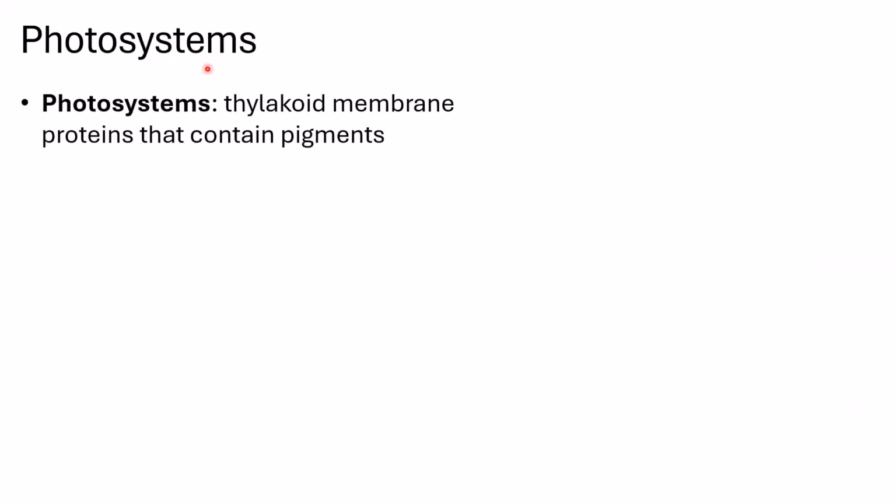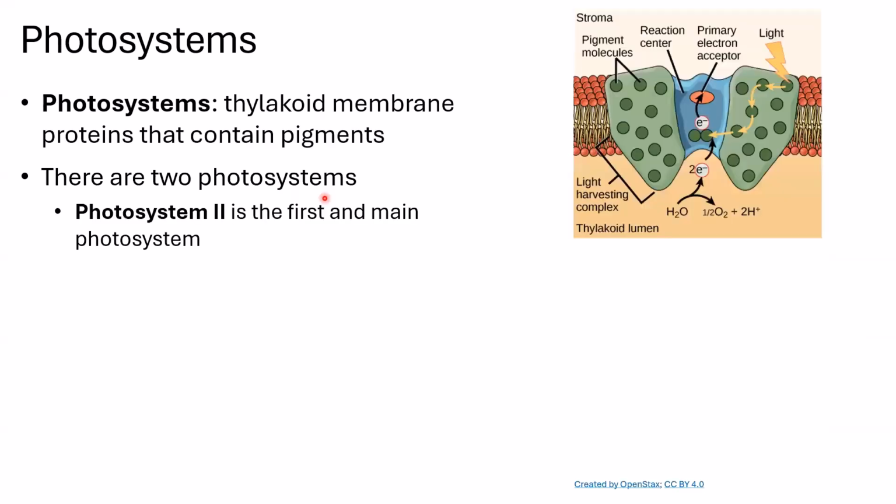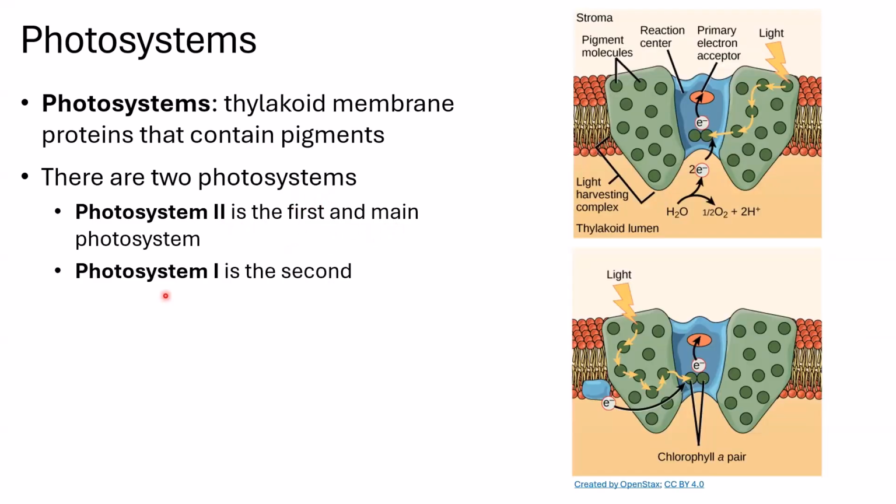Before going into light-dependent reactions, let's talk a bit about photosystems. Photosystems are thylakoid membrane proteins that contain pigments, such as chlorophyll A. In plants, there are two photosystems. Photosystem 2 is actually the first and main photosystem, while photosystem 1 is the second. They were named by order of discovery, which is why it's a bit strange.